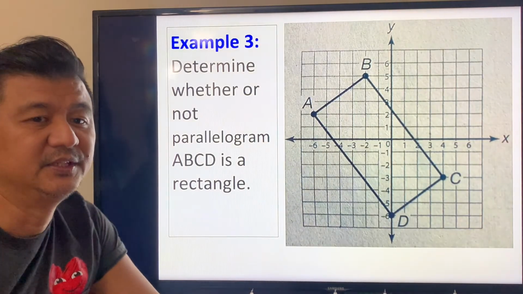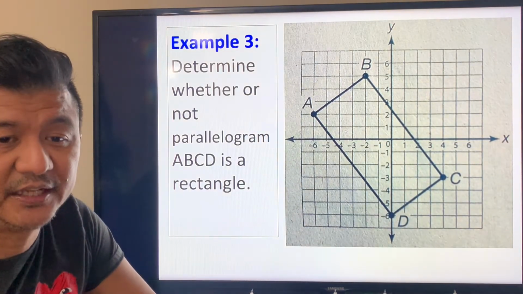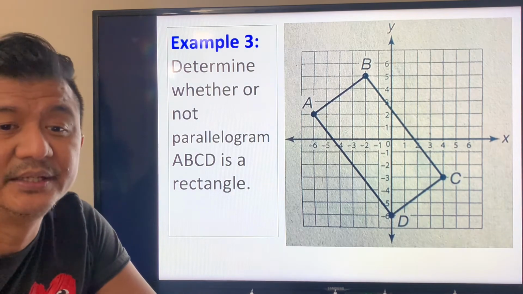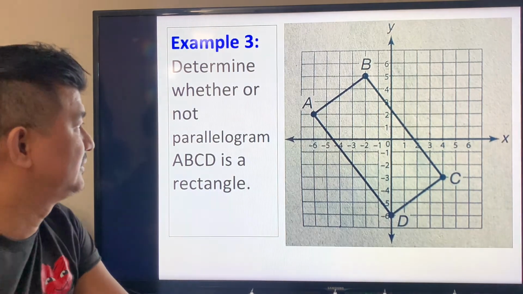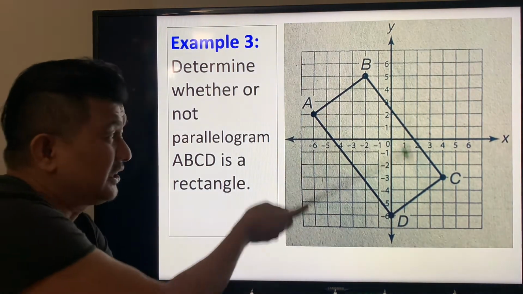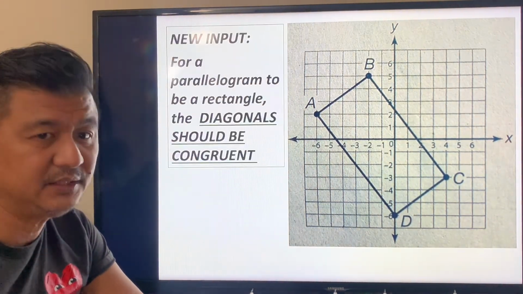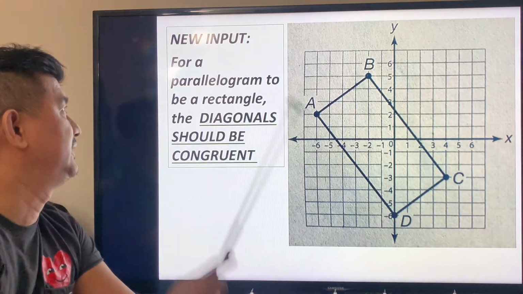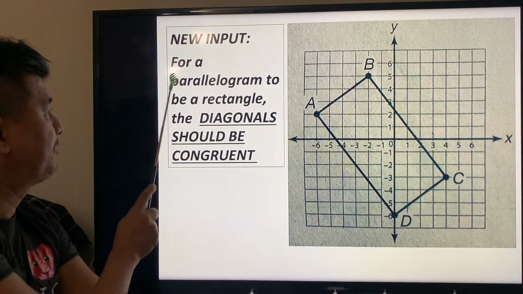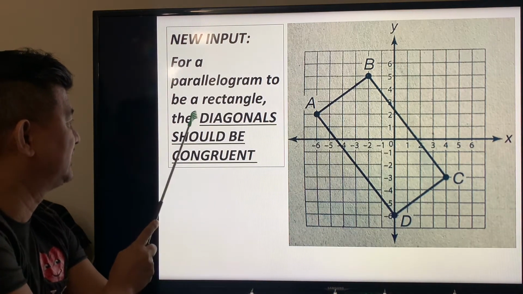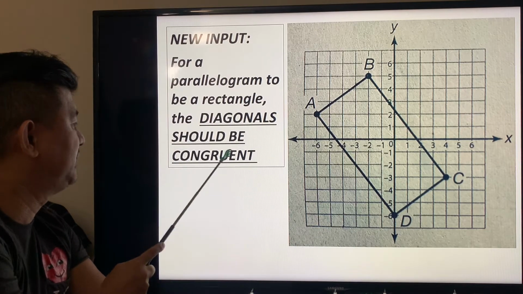Problem number 3. Determine whether or not parallelogram ABCD is a rectangle. So ABCD, it looks like a rectangle, but we need to prove it. But you have to know a prior knowledge. Okay, new input. For a parallelogram to be a rectangle, the diagonals should be congruent.